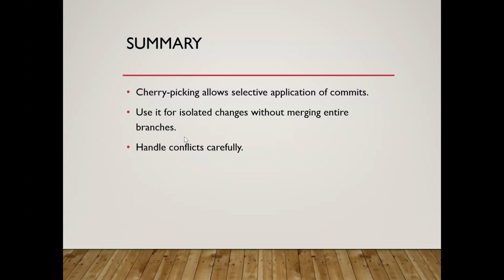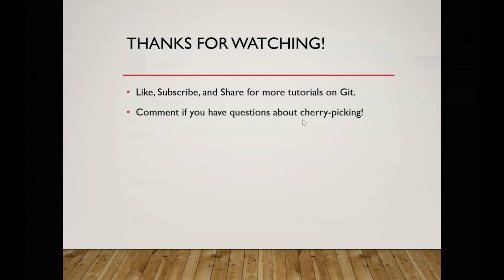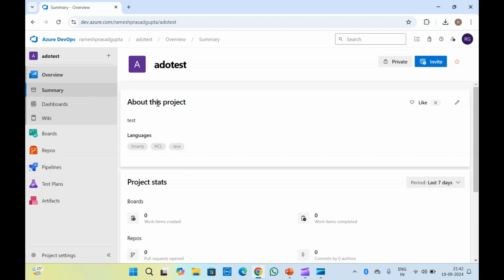Now I'll show how you can create a pull request in Azure DevOps and how you can cherry pick that pull request to some target branch in the Azure DevOps UI. For this, you don't need to run any git cherry-pick command. You can just do it directly from the Azure DevOps portal. Here I am in the Azure DevOps portal.